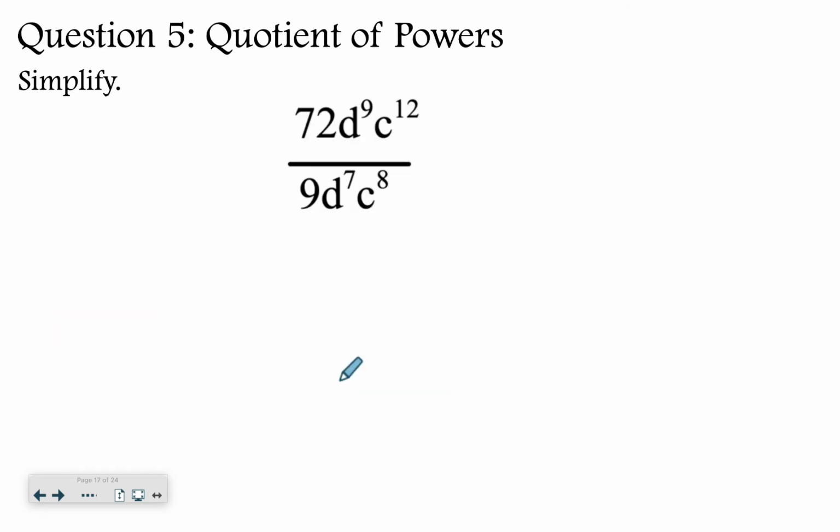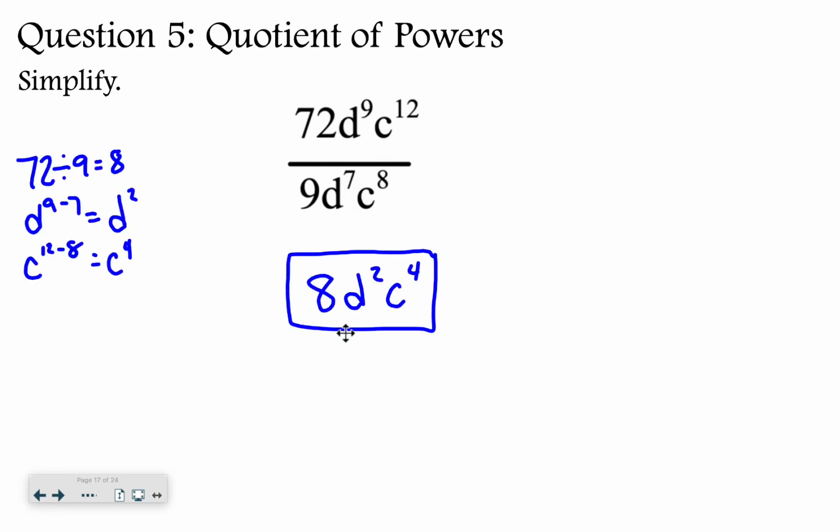All right, now I want you to try this one on your own. Good luck. All right, hopefully you ended up with 8d squared c to the 4th, and you got that by doing 72 divided by 9 is 8. And then d raised to the 9 minus 7 is d squared. And then c raised to the 12 minus 8 is c to the 4th. So putting those together, you have 8d squared c to the 4th.